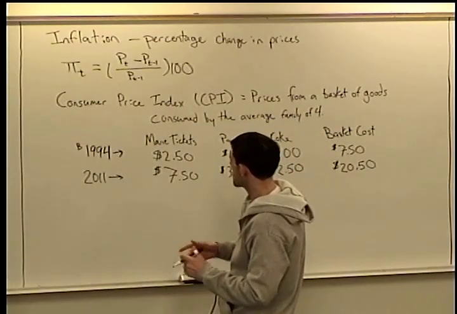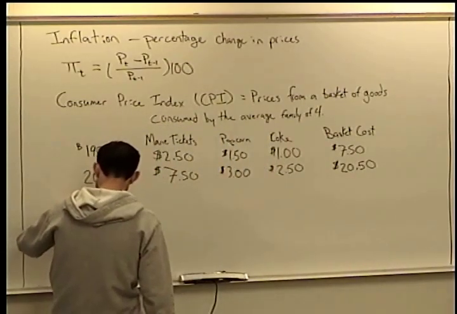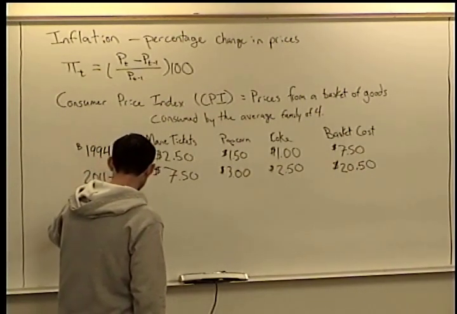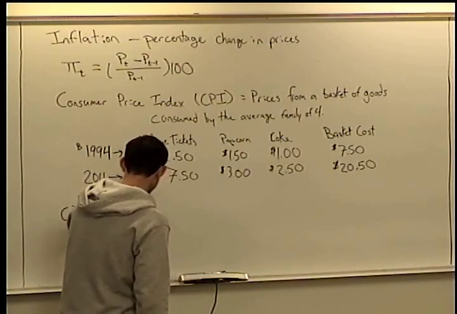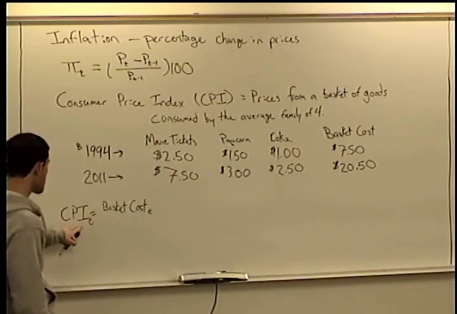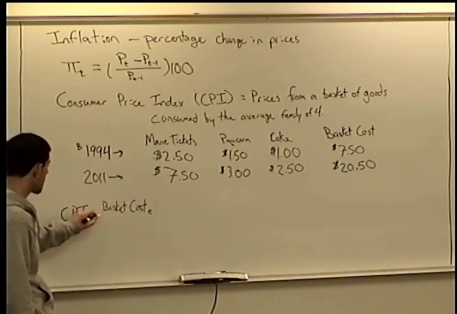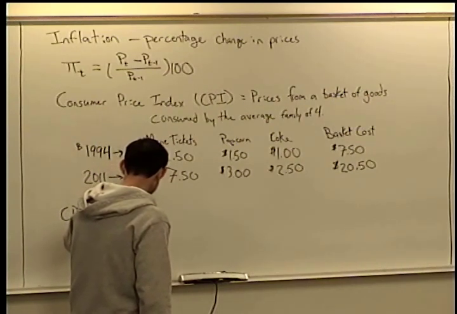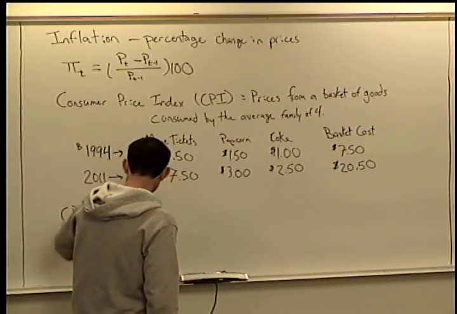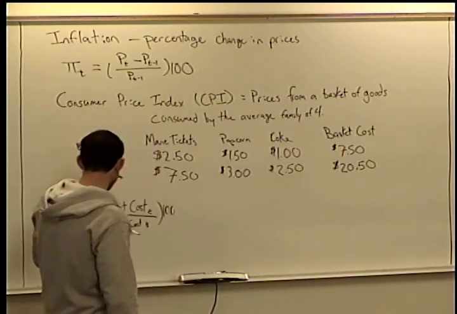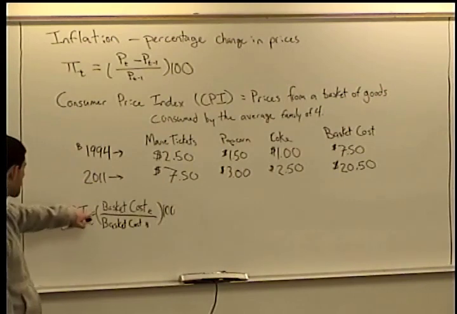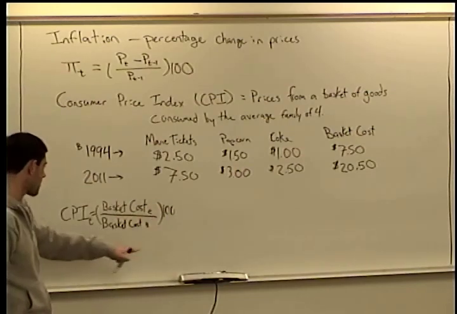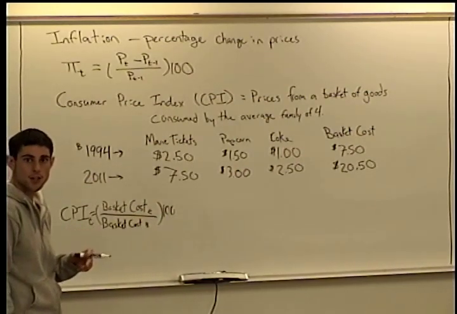Okay, so to calculate the CPI is going to be equal to the basket cost in year T, whatever year we're looking at. So the CPI in year T is equal to the basket cost in year T divided by the basket cost in the base year. And then we multiply by 100 to get it into an index. Okay? So we're going to take the basket cost in whatever year we're looking at, divided by the basket cost in the base year, times 100, and that's going to give us the consumer price index for that year.